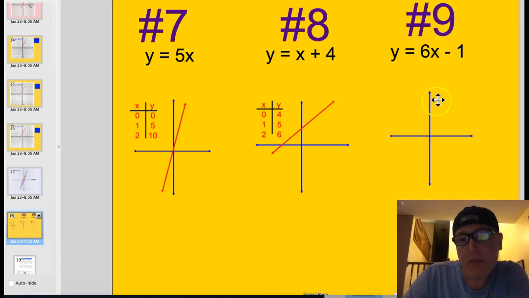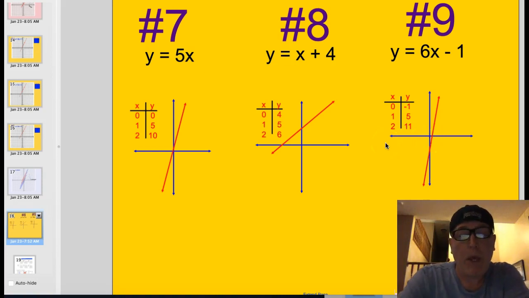This one's 6x minus 1. That's going to be even steeper than this one. If this is a slope of 5, this one is 6. It's even more steep. And it's a minus 1, so it's going through down here at minus 1. Okay? All right. Well, those are your guided problems.